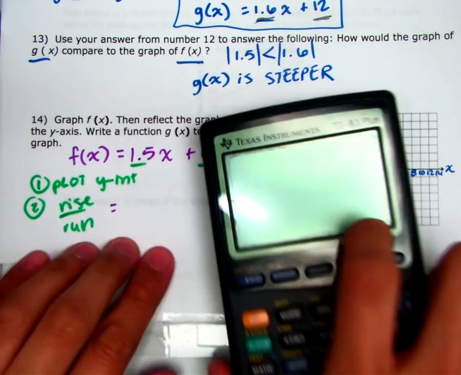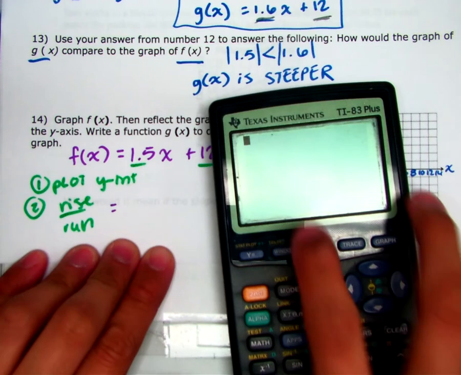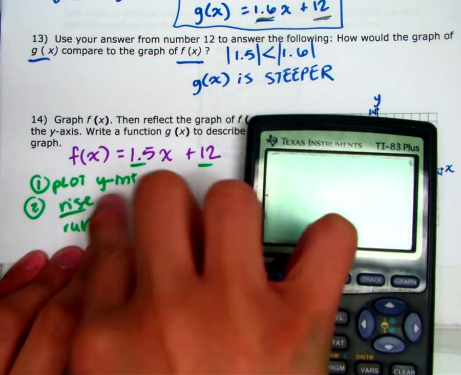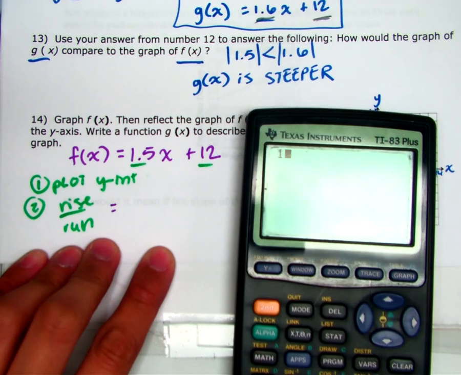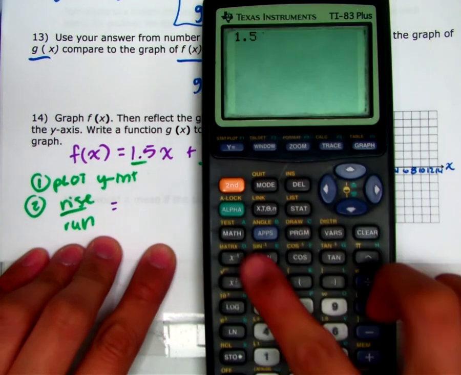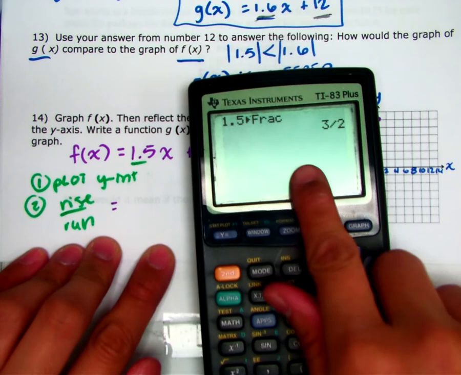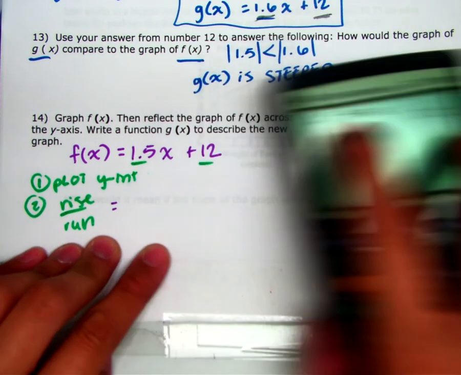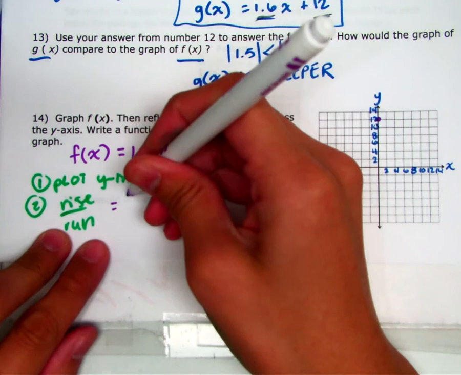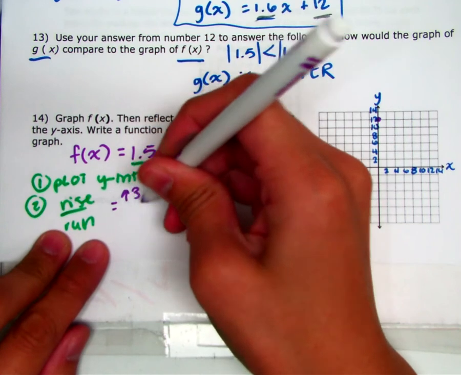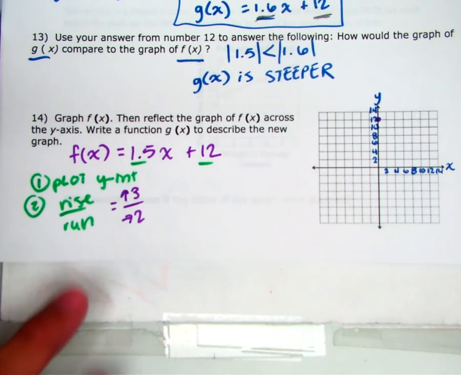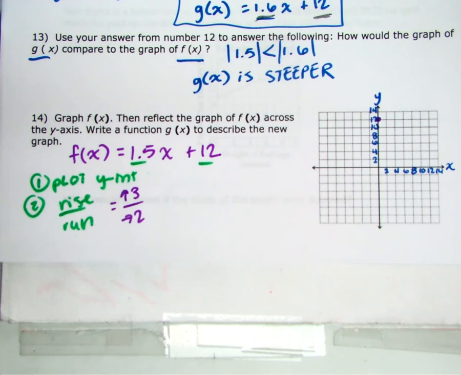You can use your calculator to change it to a fraction. All you have to do is plug in 1.5, and then press math, enter, enter. That fraction is actually 3 over 2. So I know I'm going to have to rise 3 and run to the right 2 units. But keeping in mind my scale.